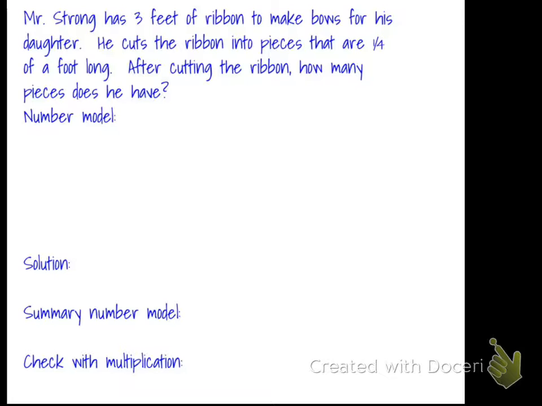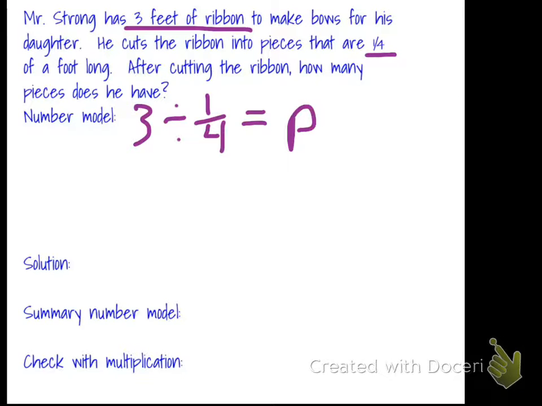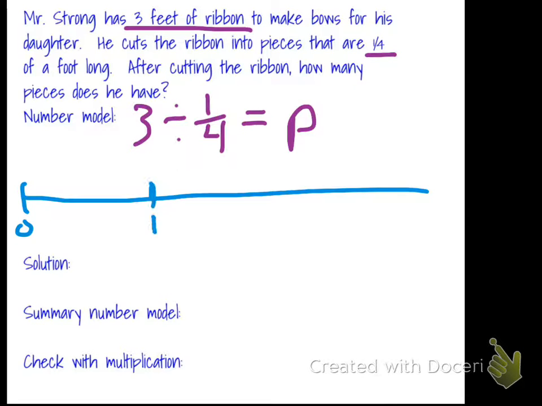So our number sentence, we know that he has 3 feet of ribbon, and he's cutting them into 1/4 of a foot. So our number model will be 3 feet of ribbon, we're dividing it into 1/4 of a foot pieces, and our unknown, we can do P for pieces. Next, one way we can solve this is with a picture. So I'm going to start with my 3 feet of ribbon. So there's 0, there's 1 foot, there's 2 feet, and there's 3 feet.